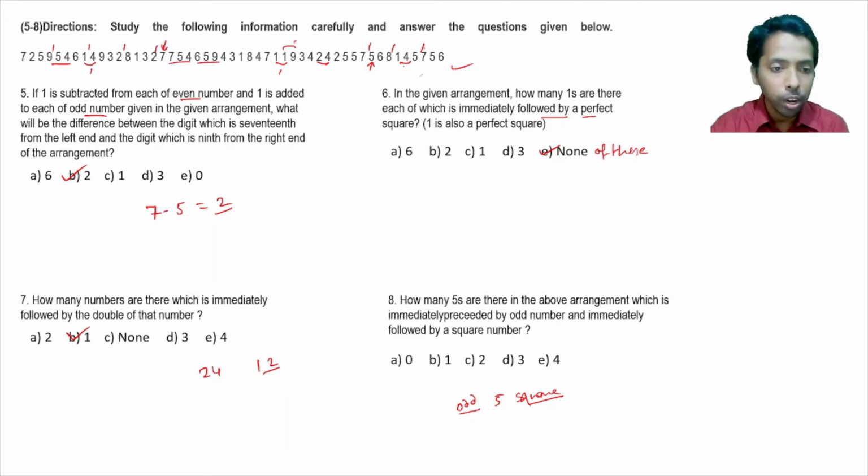But this is not odd number, right? So this is not the case here. Next, 2, 5, 5. 5, no. 5, 4, 5, no. 7, 5, 6, no. So only 2. 7, 5, 4 and 9, 5, 4, right? So option C, 2. Okay, I hope this is clear to you. Moving to next.